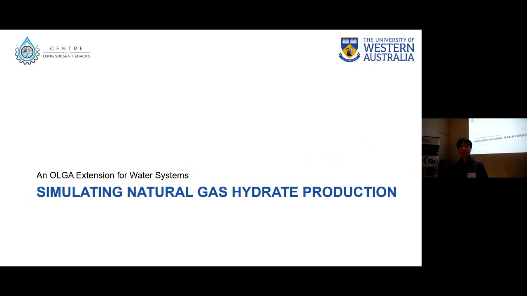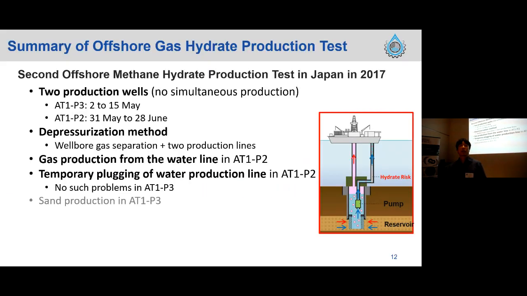And so, moving on to the flow simulation. The target of this simulation is the second offshore methane hydrate production test conducted in Japan in 2017. So in this test, 2 production wells were drilled, but no simultaneous production was applied. And in this test, the depressurization method was applied with well gas separation and 2 production lines. And in this test, much gas was produced from the water production line in the gas production from 81P2.